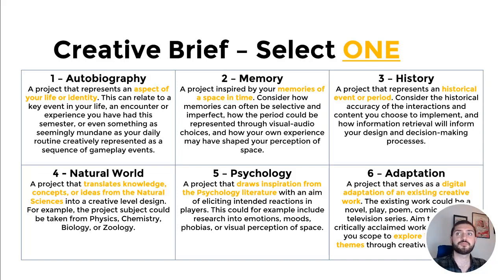The sixth and final creative brief is adaptation. So this is a project that serves as a digital adaptation of an existing creative work. So the existing work could be a novel, a play, a poem, a comic, a film, or television series. Aim to select a critically acclaimed work that will offer you scope to explore its narrative themes through creative level design. That's key. I'm not looking for you to create an adaptation of, say for instance, Total Wipeout. This is all about exploring narrative themes through level design.